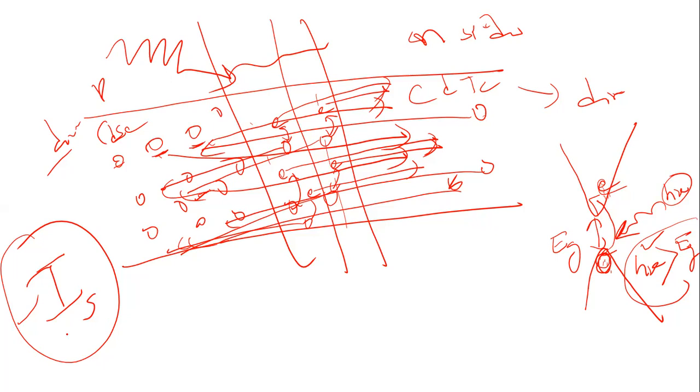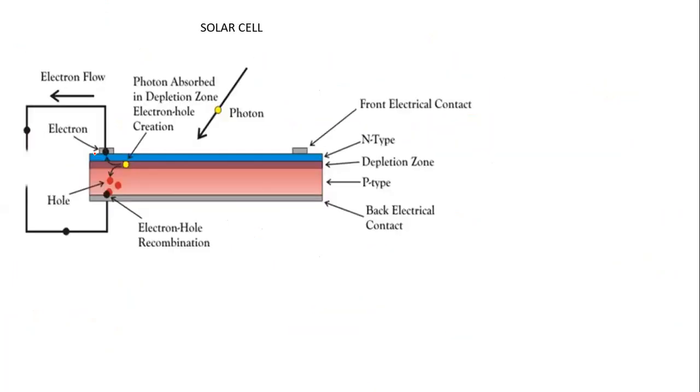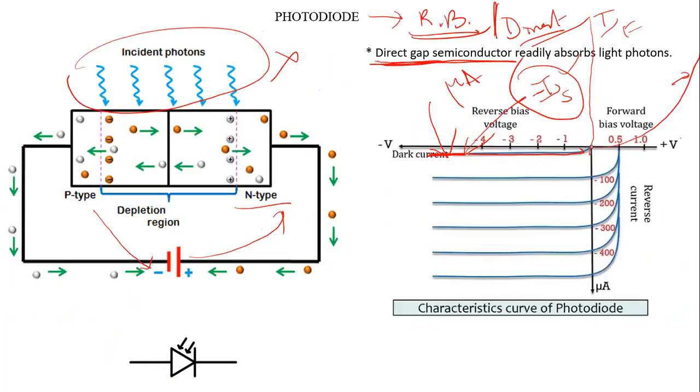So if you listen to what I've been discussing carefully, you will understand that the minority free electrons from the p side and the minority holes from the n side are the ones which contribute to the reverse saturation current. The reverse saturation current is actually a very, very small current, like the one we discussed here.